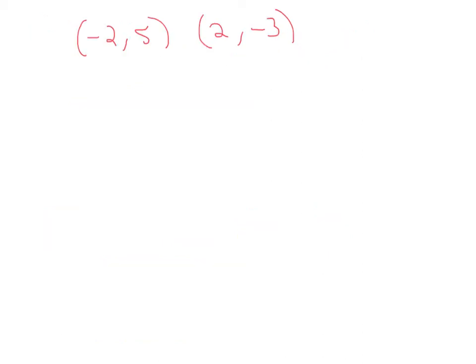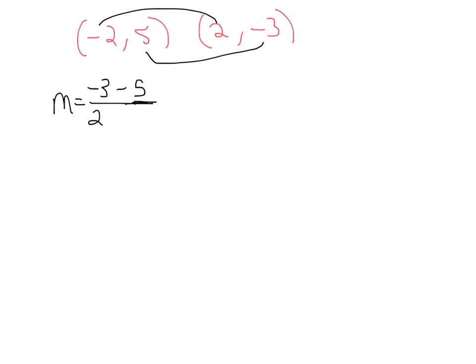Okay, this is example 1. Your first step should have been to find slope. Your slope is, again, the change in y, so negative 3 minus 5, over the change in x, so 2 minus negative 2, so I'm just going to write 2 plus 2. Negative 3 minus 5 is negative 8. 2 plus 2 is 4. So my slope is negative 2. Hopefully you were able to do that.